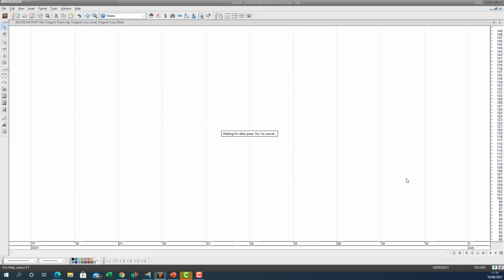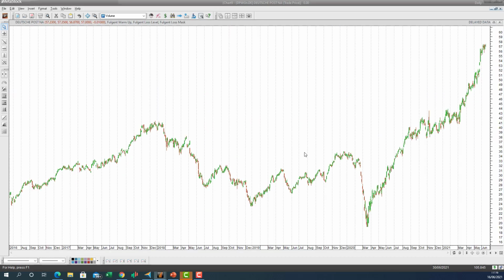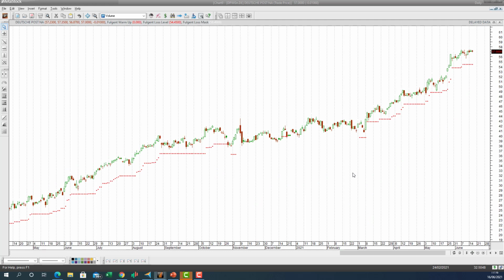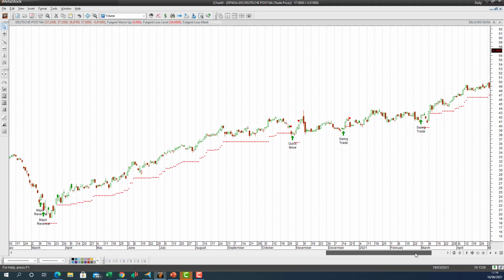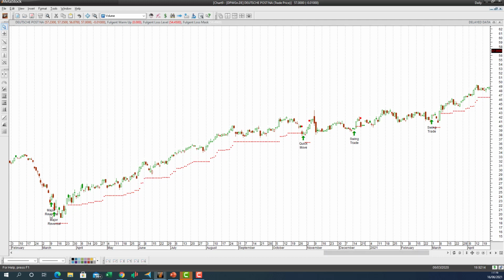Deutsche Post, next one. Takes a second or two to load. You can see here, nice swing trade. We go a little bit back. You can see here, back in March was the major market reversal.